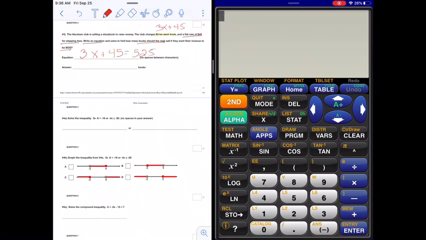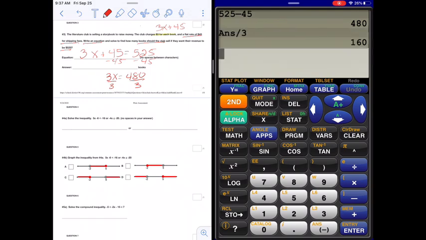Now to find the answer, we are going to solve this. So I'm going to subtract 45 from both sides. So I get 525 minus 45. So I get 3x equals 480. Divide both sides by 3. And I get x equals 160. And those are your 2 answers. That would be the equation that you would type in, and then you would simply type in your 160.